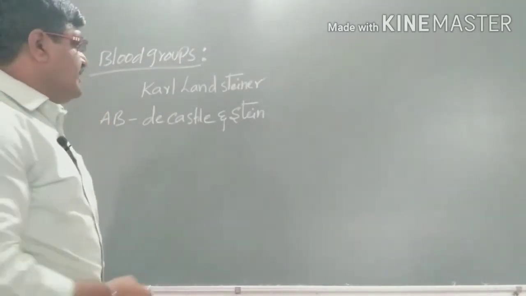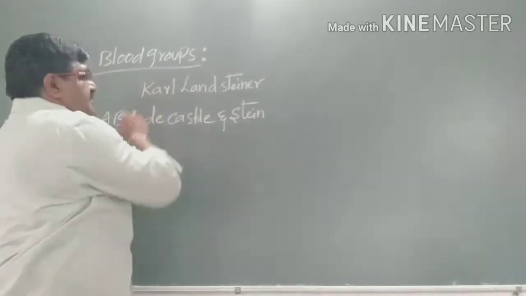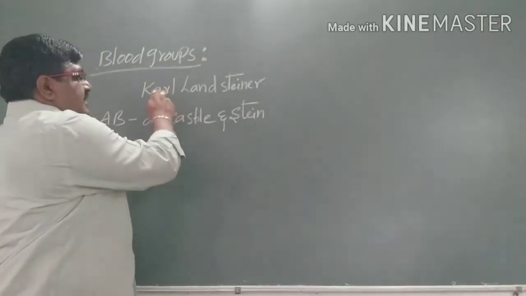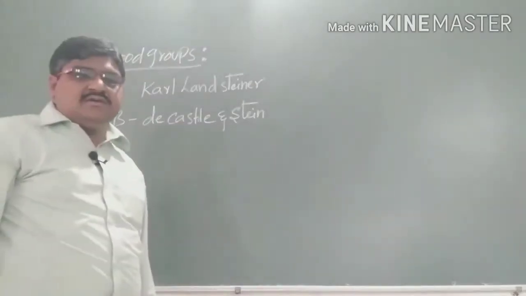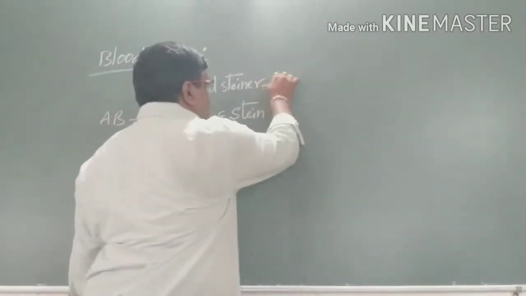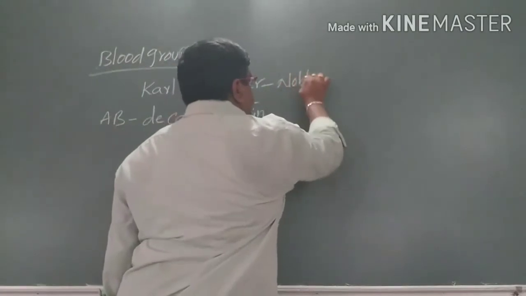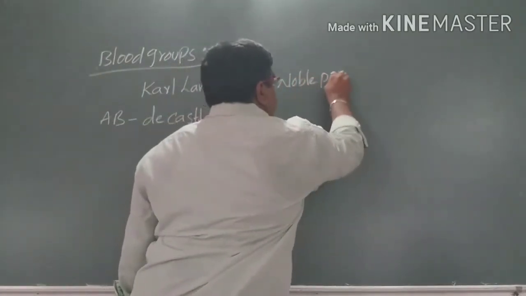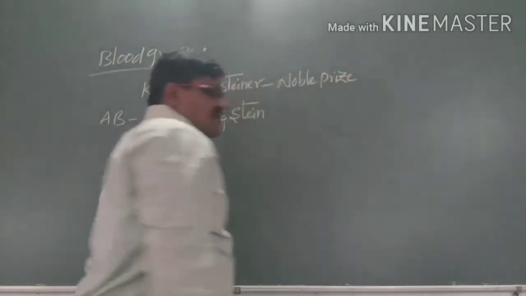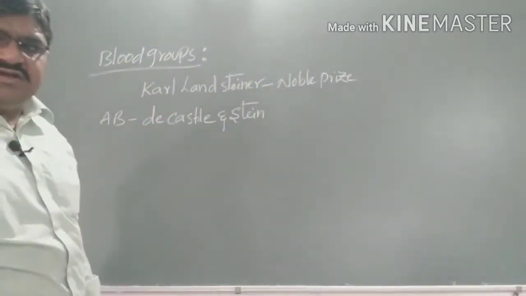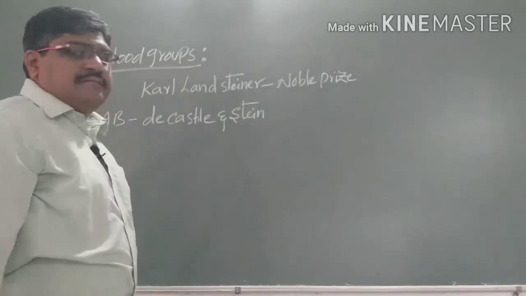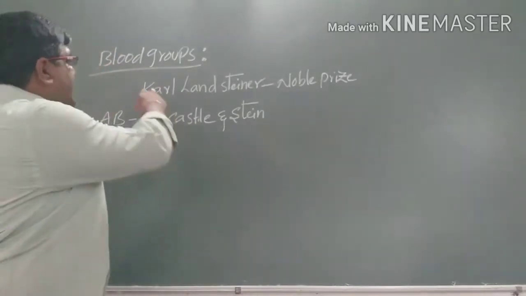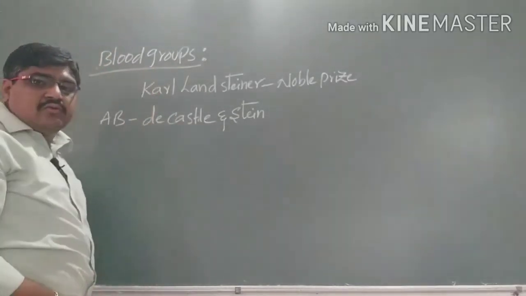And for the discovery of blood groups, Karl Landsteiner got the Nobel Prize. He got the Nobel Prize for his discovery in physiology and medicine, for discovering the blood groups.